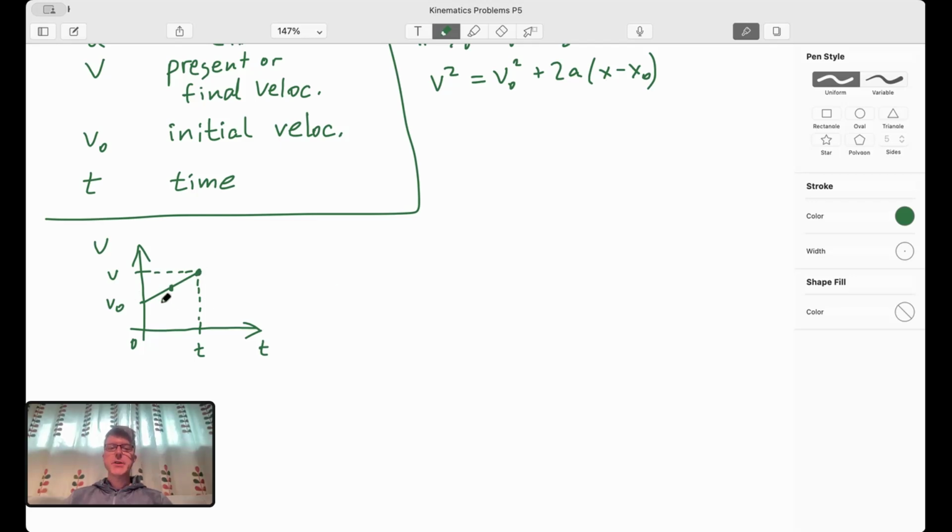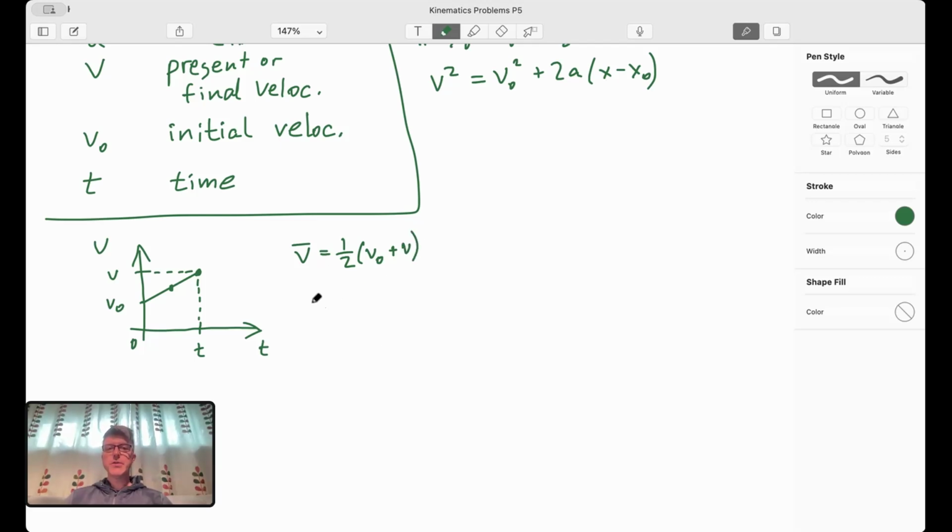So in order to take the average, we would just go like this: 1/2 of the initial plus final velocity, right? That's a little messy, so let's try that again. There we go. So that's our average velocity.